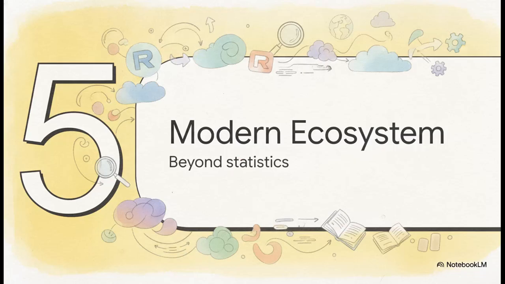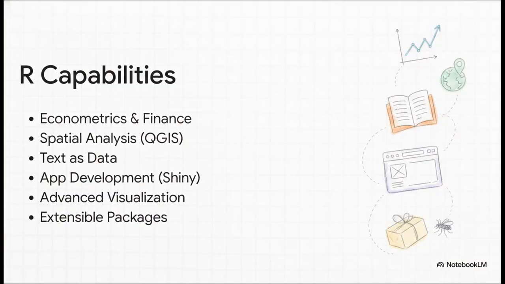Today, this intense focus on openness and transparency has transformed R into something much larger than its original creators could have ever imagined. Welcome to Section 5, Beyond Statistics, Modern Ecosystem. Look, R is no longer just some niche academic statistical tool. It's a massive, collaborative, open-source movement.